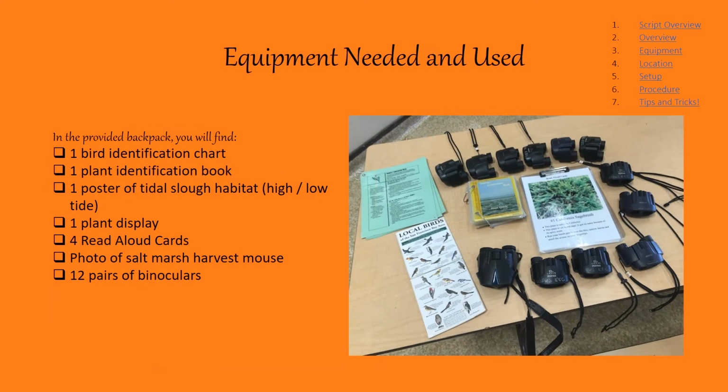In the provided backpack, you will find 1 bird identification chart, 1 plant identification book, 1 poster of the tidal slough habitat, 1 plant display, 4 read aloud cards, a photo of the salt marsh harvest mouse, and 12 pairs of binoculars.